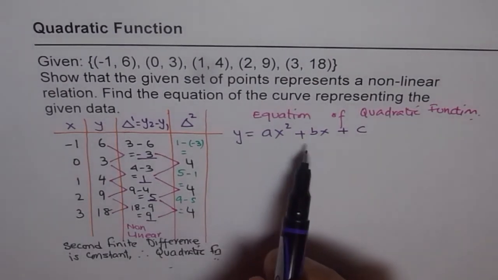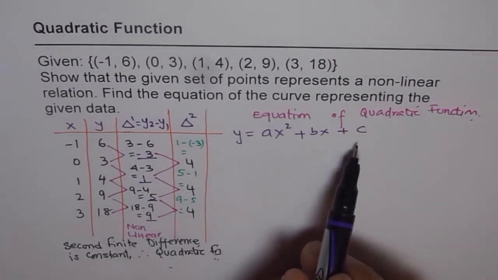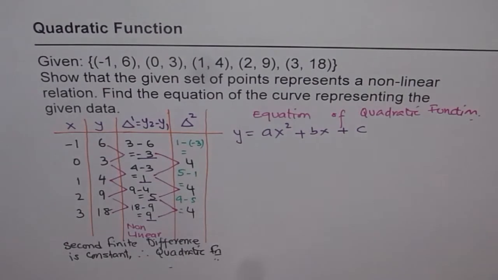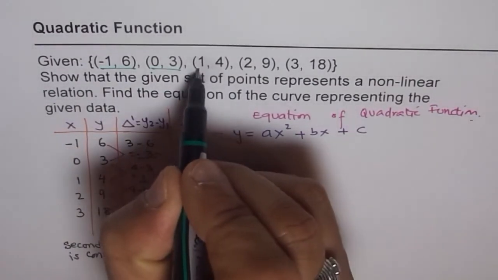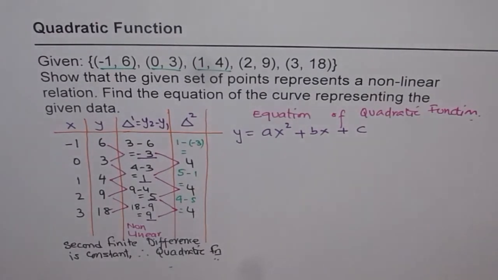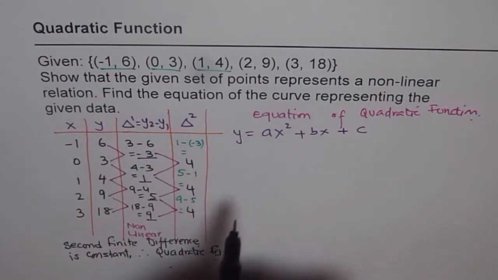Now we have three constants, a, b and c, rather three unknowns in this equation. To find values of three unknowns, we need three different equations. So what we should do is select 3 points. The points which are good to select for us are actually those where the x values are kind of easy to work with. So let's select these 3 points and then figure out the equation.